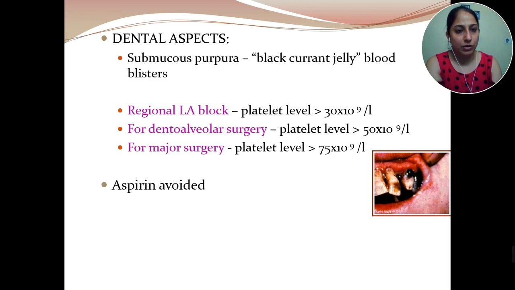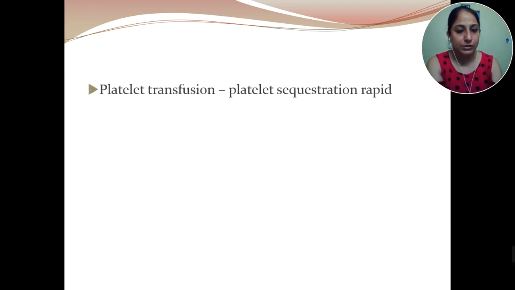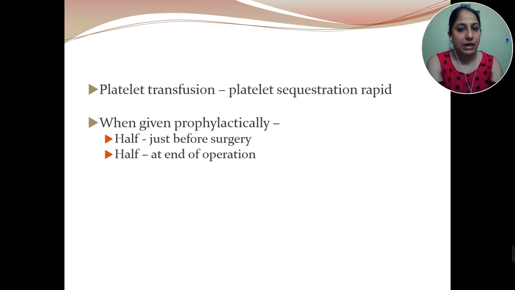Aspirin should be avoided. Platelet transfusion: 1 unit raises the value by 10 × 10^9 per liter. Platelet sequestration is also rapid. That is, even if they are transfused, the destruction of these platelet cells is also very rapid, and hence half should be given just before the surgery and half at the end of the operation.